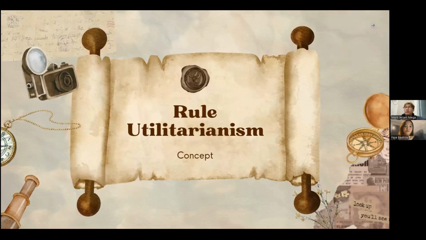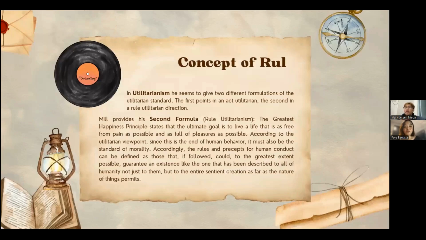Next are the concepts of rule utilitarianism. In Utilitarianism, John Mill gives two different formulations of the utilitarian standard. The first points in an act utilitarian and the second in a rule utilitarian direction. To summarize the second formula, which relates to rule utilitarianism, it relates the principle of utility to rules and precepts and not to actions.